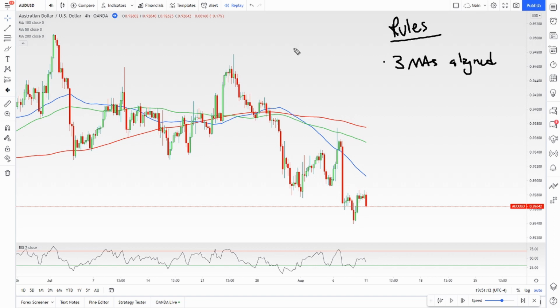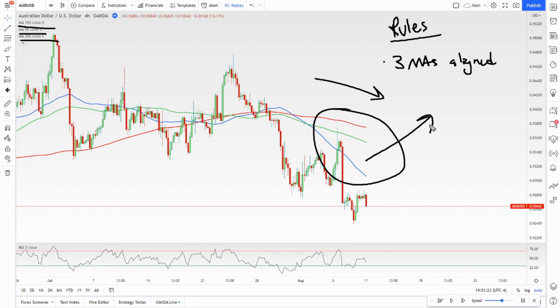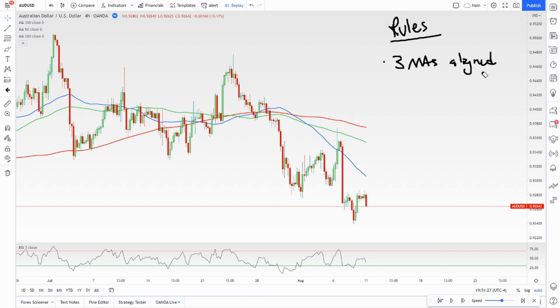Okay, so the first thing I'm going to be looking for is 3 MAs aligned. And the 3 MAs that I'm going to be using are the 50, the 100, and the 200. So what I'm looking for is all 3 of these, like you can see here, lining up either to the downside or to the upside. That is going to be the first filter on my entry and exit rules. Okay, so the next thing I'm going to look for is an overbought or oversold reading on the RSI 7 period. Very, very simple rules here. So I'm looking for overbought or oversold on the RSI 7.